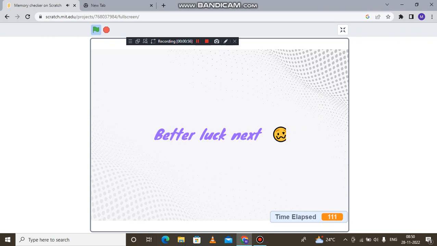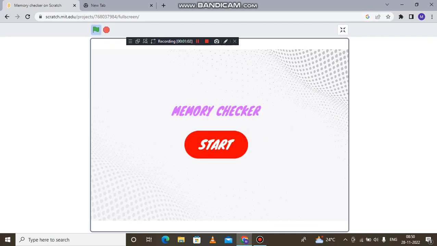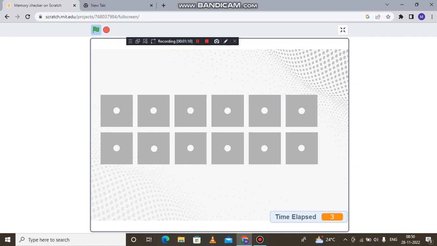If the time is less than 80, that means you have a great memory. If the time is greater than 80, that means you have a good memory. But if the time is greater than 100, that means you have to improve your memory.